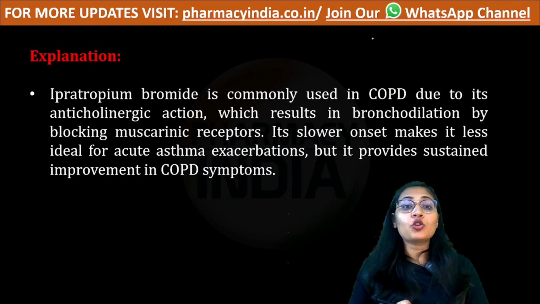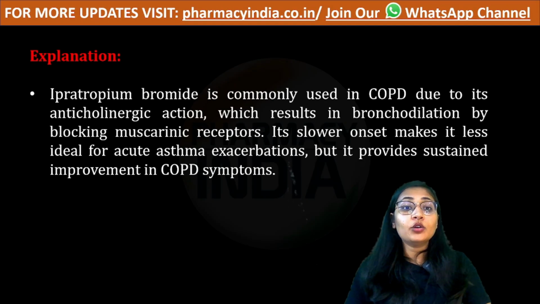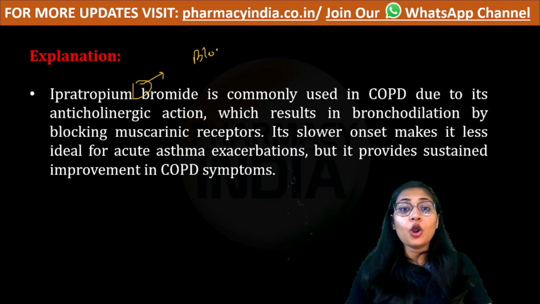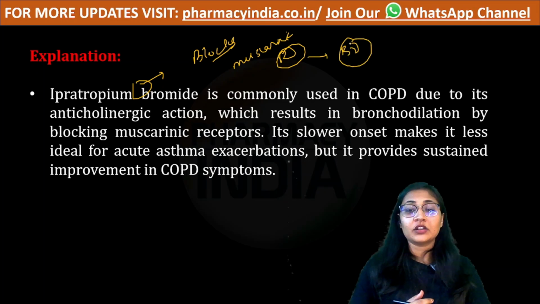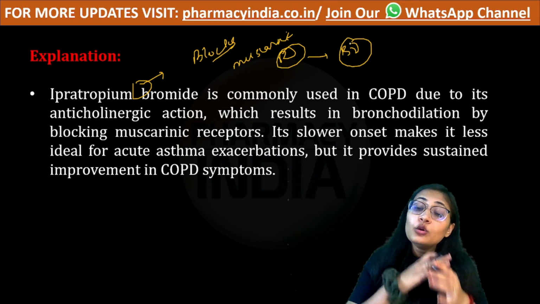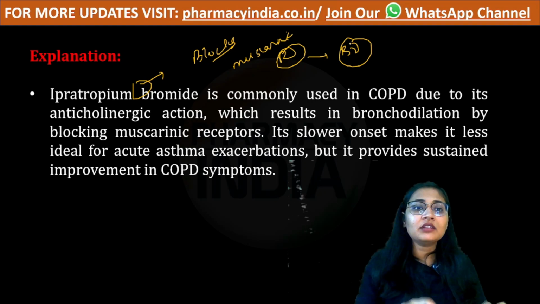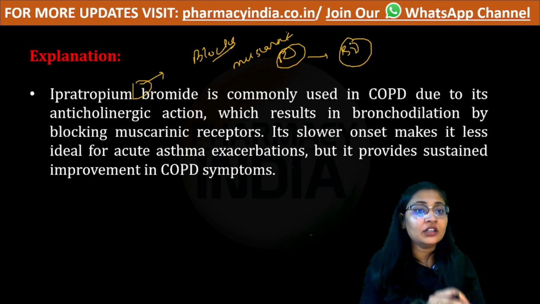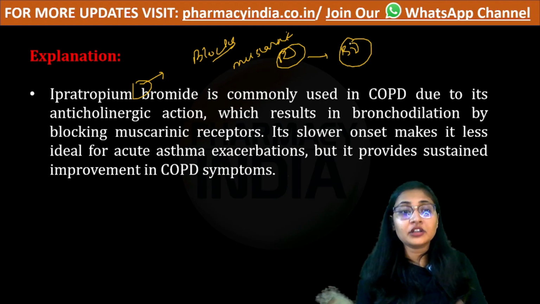How? Ipratropium. You all know ipratropium is an anticholinergic drug. Anticholinergic drug means it blocks the muscarinic receptor. Ultimately, it would cause bronchial dilation. So that's why it is used in COPD. It has a slower onset of action. So remember this point from this question, that ipratropium bromide has slower onset of action.